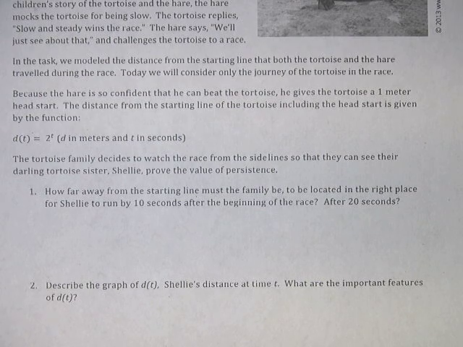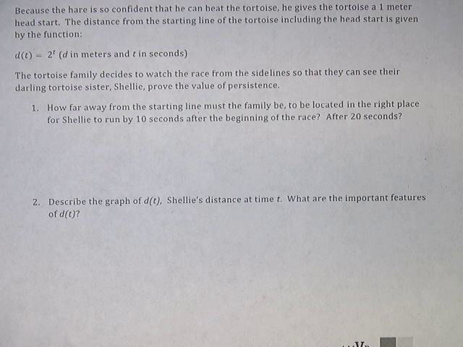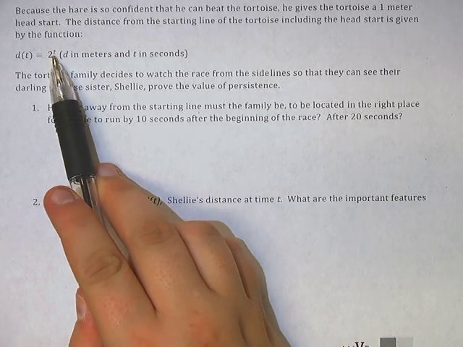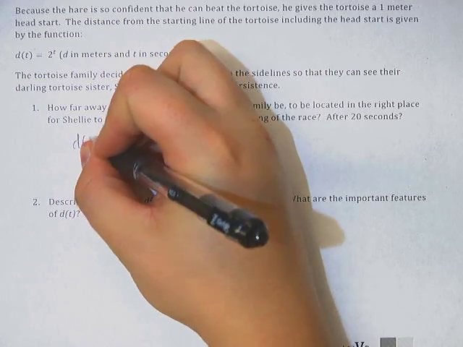The tortoise family decides to watch the race from the sidelines so they can see their darling tortoise sister Shelley prove the value of persistence. Okay, so our first question is, how far away from the starting line must the family be to be located in the right place for Shelley to run by 10 seconds after the beginning of the race? Well, all we really need to do here is plug in our time.